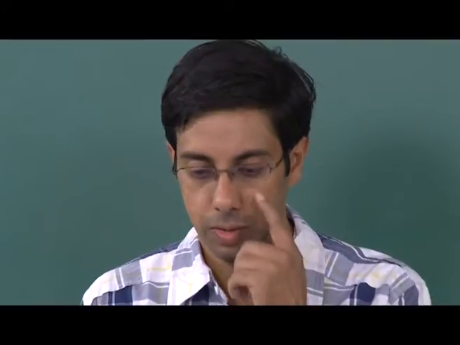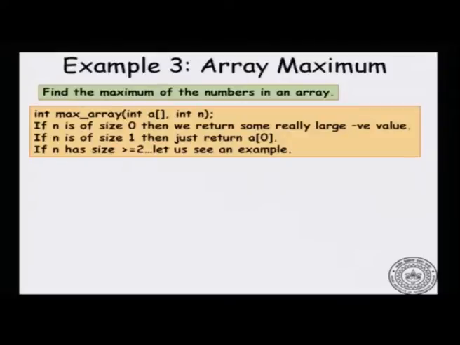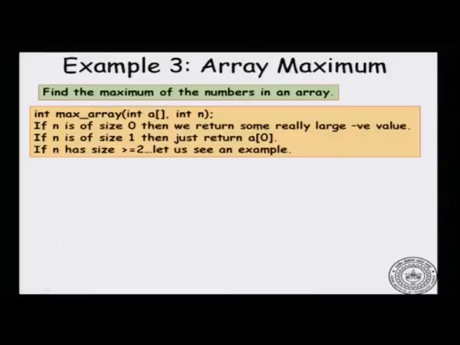If the array contains 0 elements, then what is the maximum? Here it may be slightly counterintuitive if you are seeing this for the first time. The maximum of an empty array is some large negative value. Think of it as minus infinity. Why do we do this? This is because, let us take a concrete example: 1, 2, 3. We know that the maximum of this array is 3.